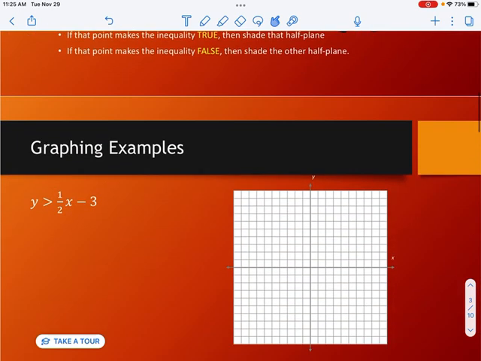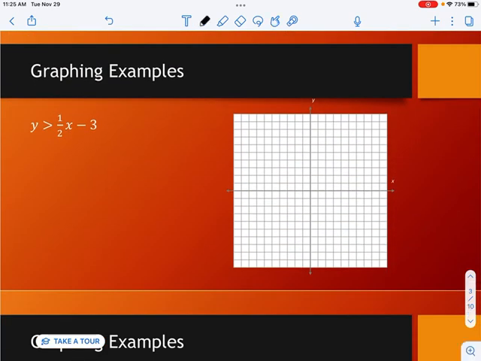Okay, so let's give this a shot. If we look at this first one, I start off: y is greater than 1/2 x minus 3. When I look at my line, my slope would be 1/2, my y-intercept would be -3. So I come over here, 1, 2, 3 down, and put my dot for my y-intercept. Then I go up 1, right 2, up 1, right 2. Now, before I start to draw my line, I need to look at the symbol. It says greater than, so that means my line is going to be dotted. This line is not going to be part of the solution.